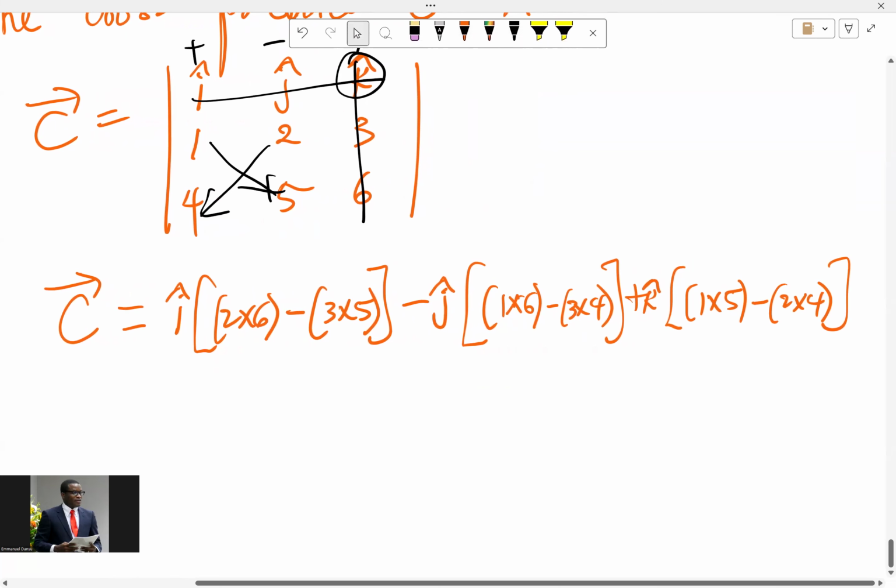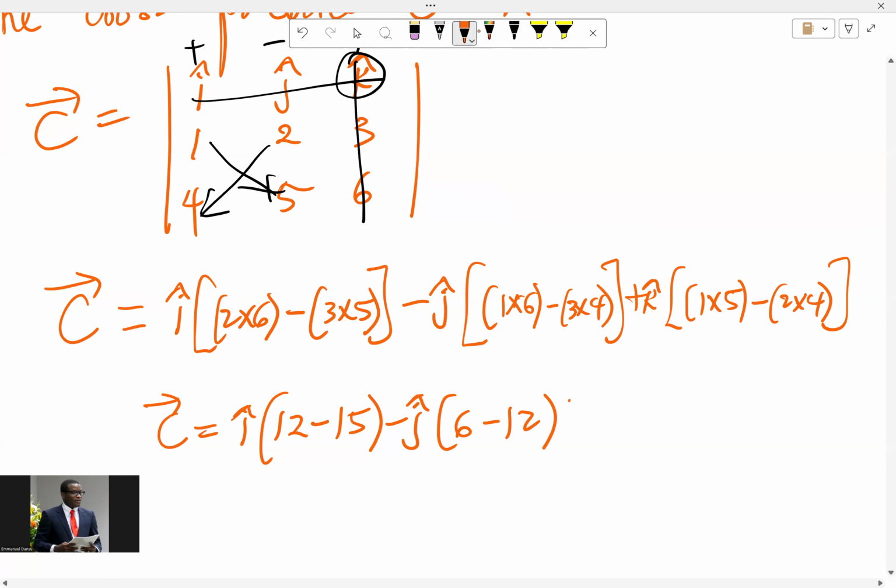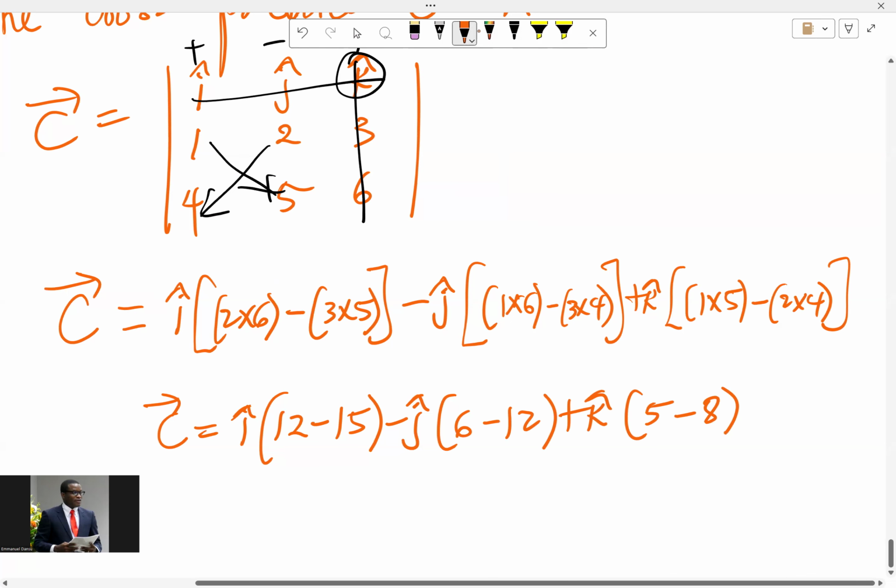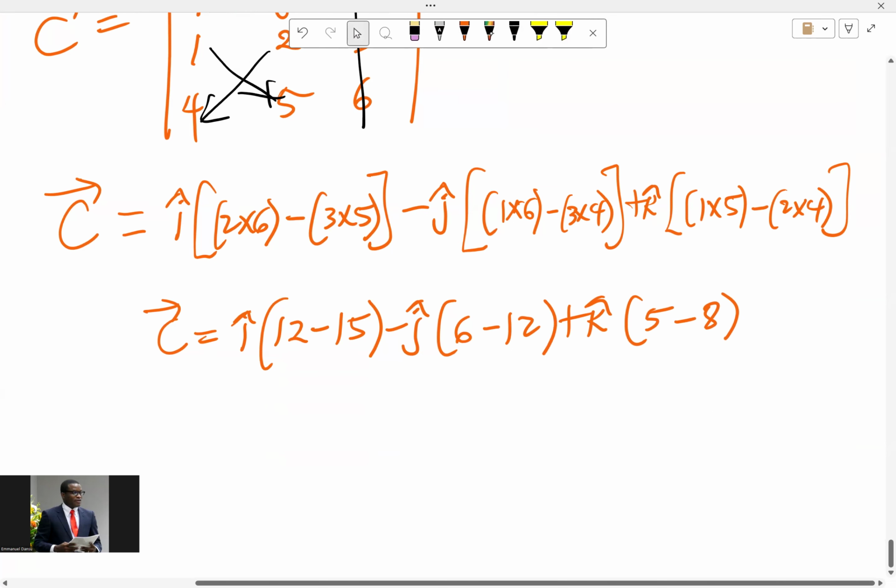So you can now simplify all this. So you have C to be I into 2 times 6 is 12, minus 3 times 5, that's 15, then minus J. That is 1 times 6 is 6, 3 times 4 is 12 again, plus K now into 1 times 5 is 5, minus 2 times 4, that's 8. So with that, we have it all tidied.